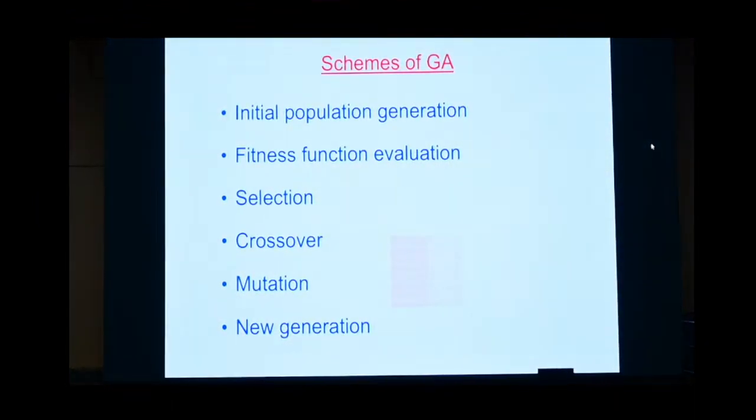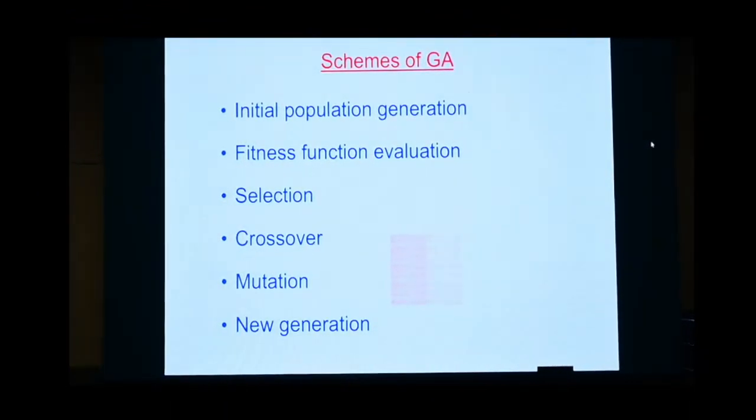Next. So this is the scheme of the genetic algorithm. First it will generate a set of population and it will evaluate the population. That is known as fitness function evaluation.